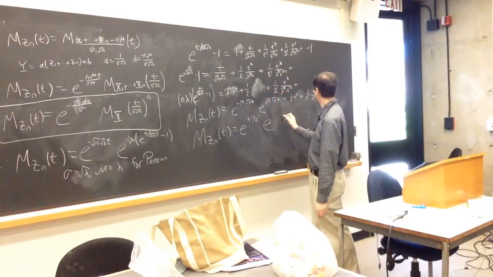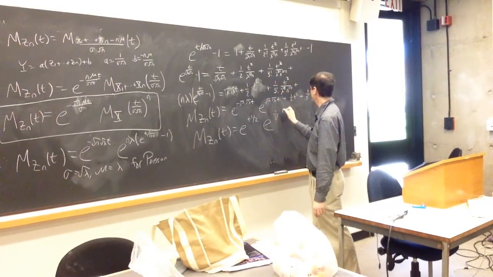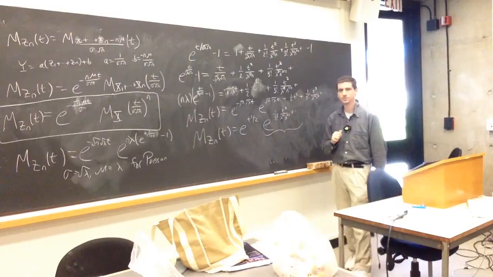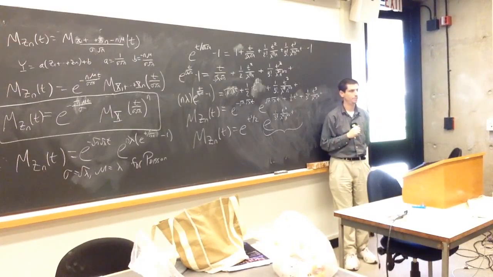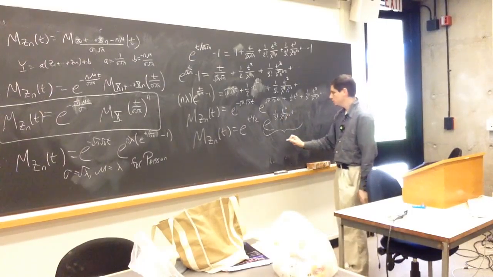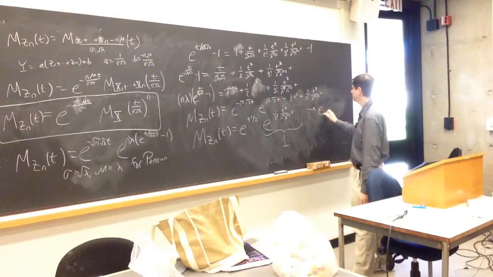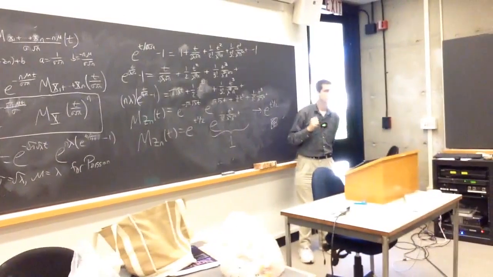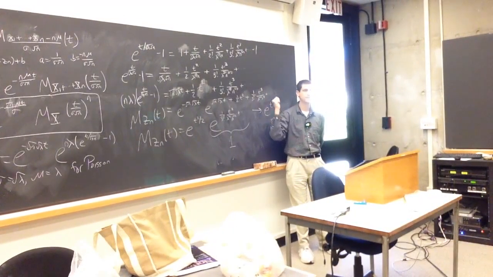And now we have e to the 1 over 3 factorial t cubed over lambda to the 1/2 n to the 1/2 plus dot dot dot. As n goes to infinity, what happens to all these terms in the exponent as n gets large? It approaches 0. What's e to the 0? 1. So what we get is that as n goes to infinity, this converges to e to the t squared over 2, and that finishes the proof. So this is the proof of the central limit theorem for the case of sums of Poisson.